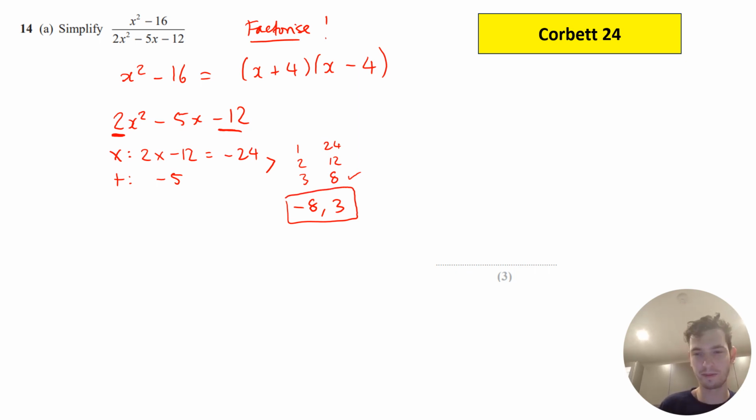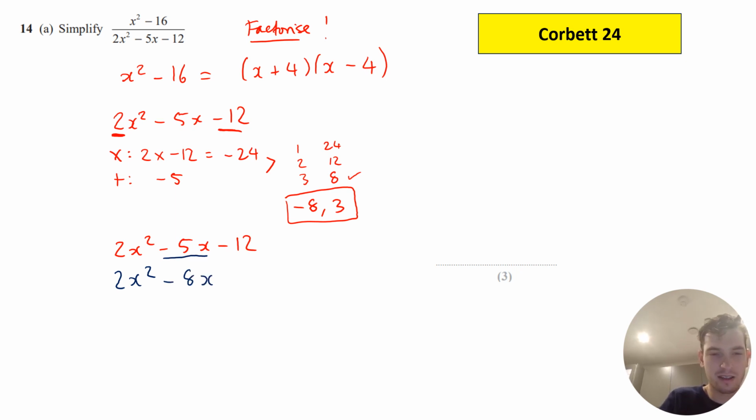Okay, so my next step is to rewrite this, but split up my x term. So let's just change color for this. So my 2x squared stays the same, and I'm going to split this minus 5x up into minus 8x and plus 3x, keep the minus 12 the same. So really important that you're confident in factorizing these types of quadratics.